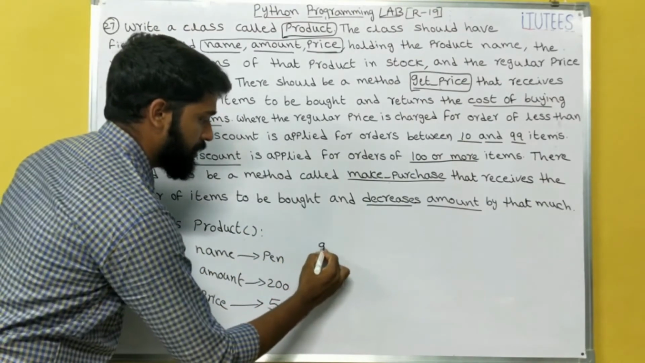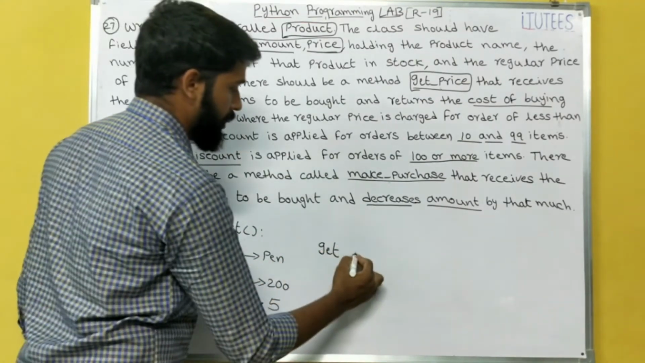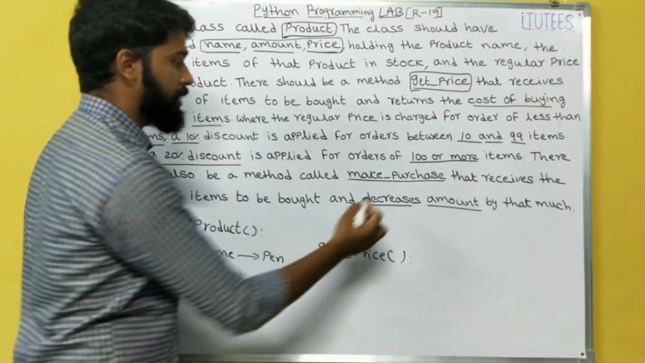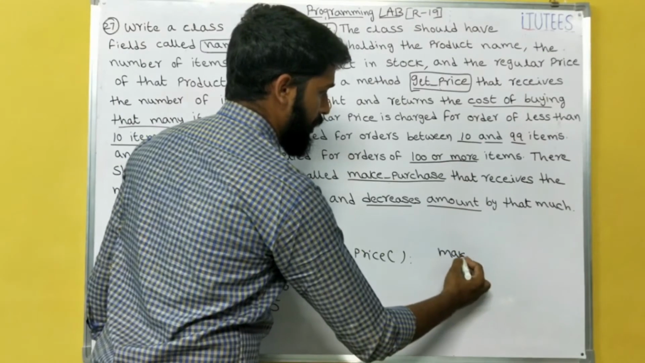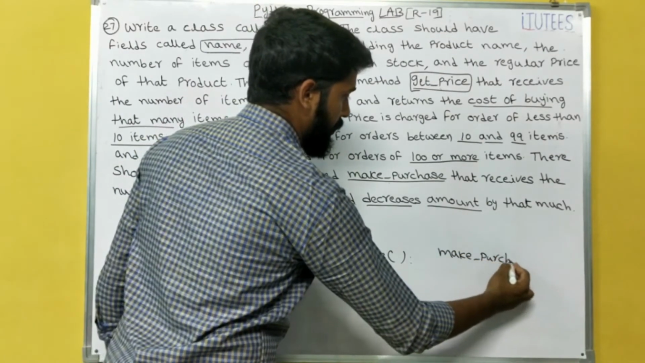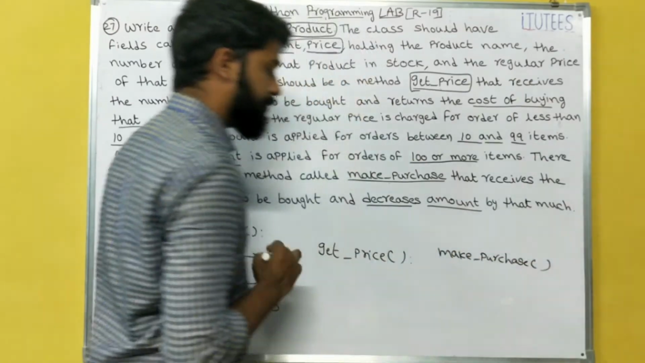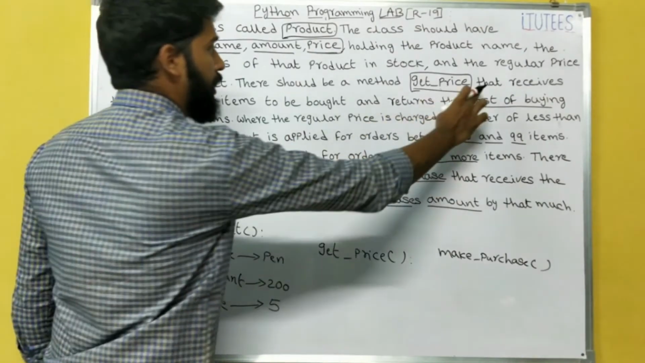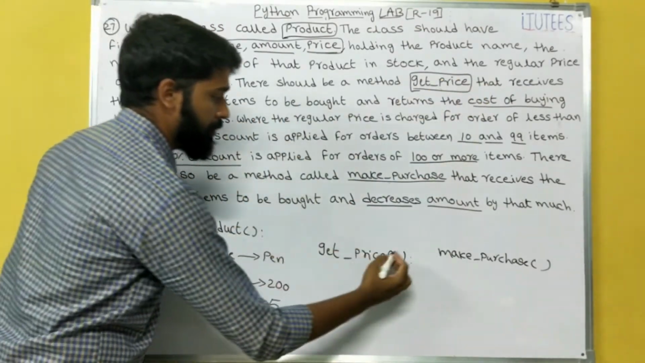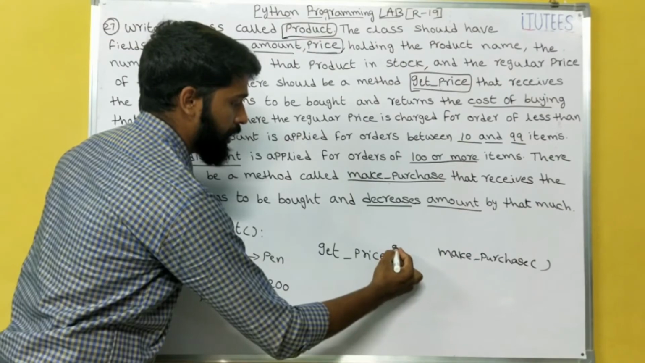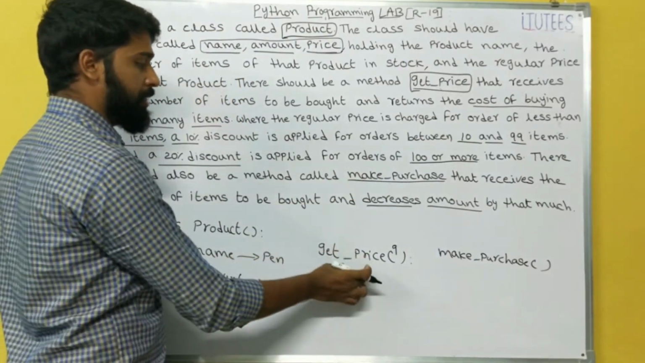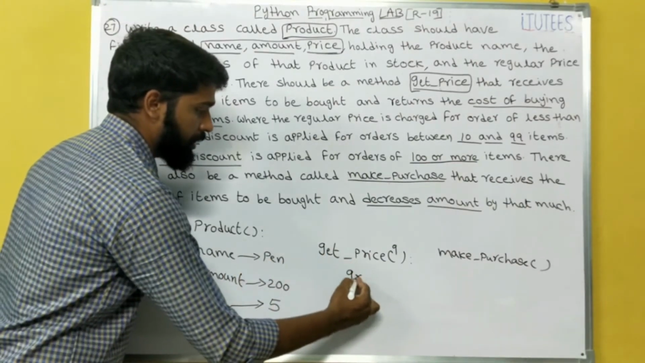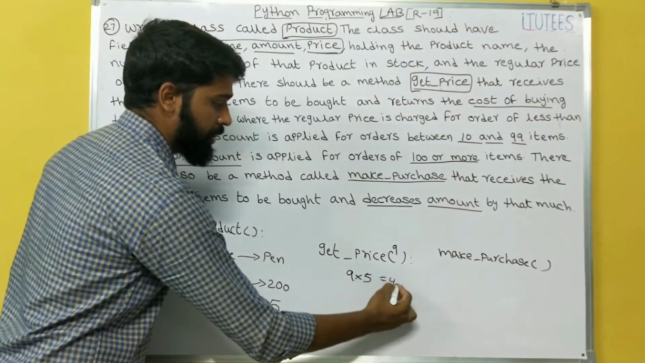That means this class contains one get price method, another one is make purchase. Okay, so in this get price, what is the input they are giving? That receives the number of items. For example, here I entered 9. So for these 9 items, what is the cost? 9 into 5. So that means 45 displays.